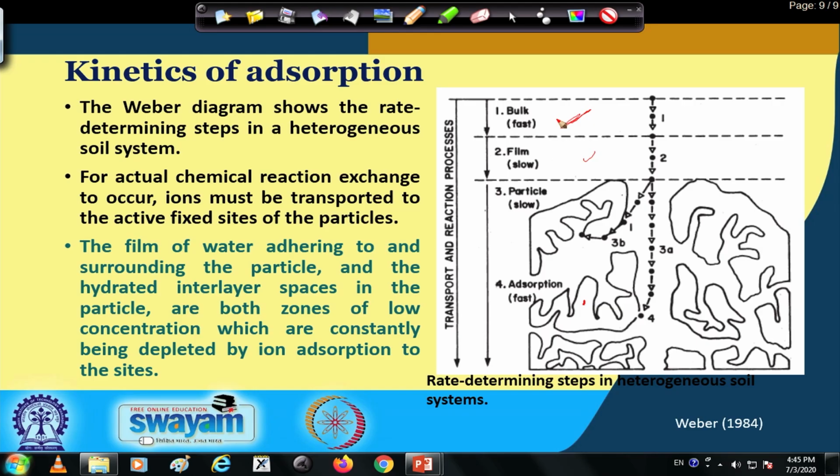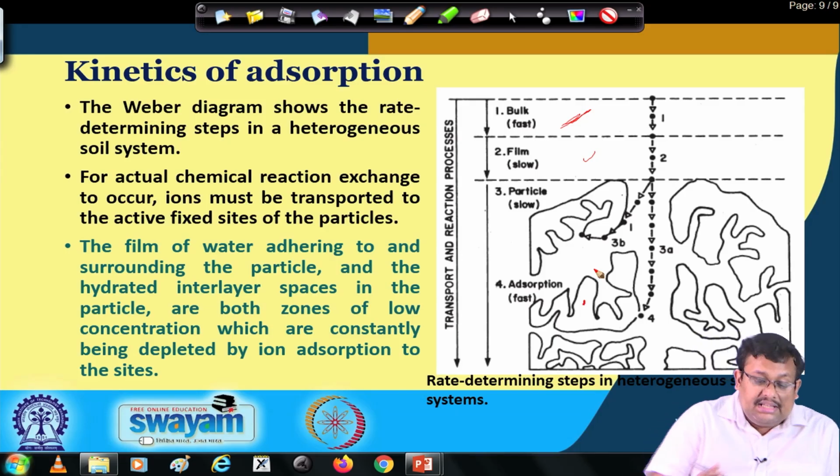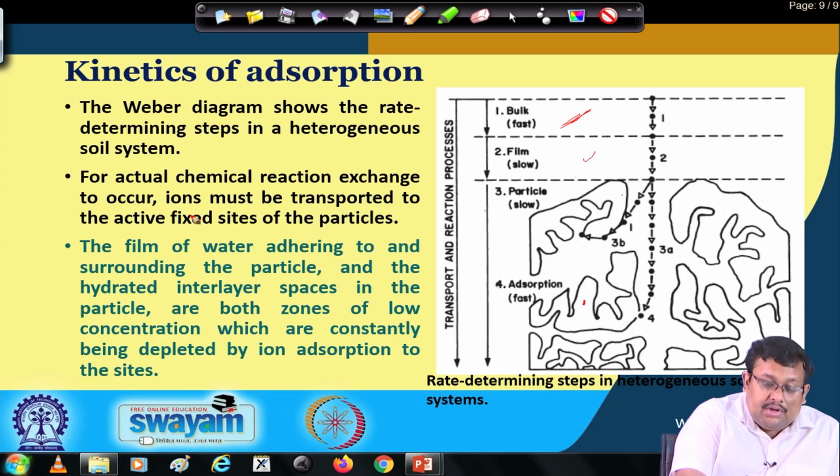When the ions move from the bulk solution through the film to the particle site, and for the actual chemical reaction or exchange to occur, the ion must be transported to the active fixed site of the particles.